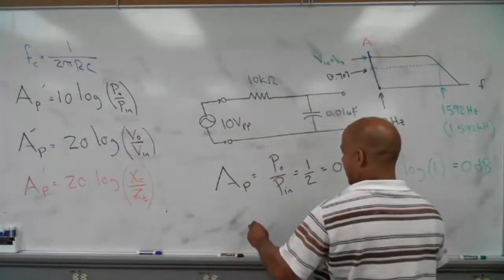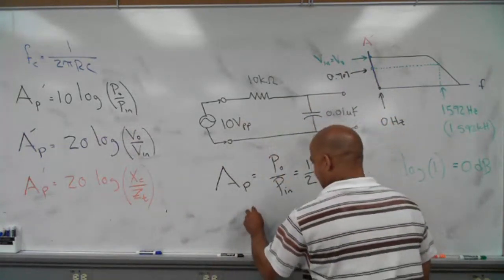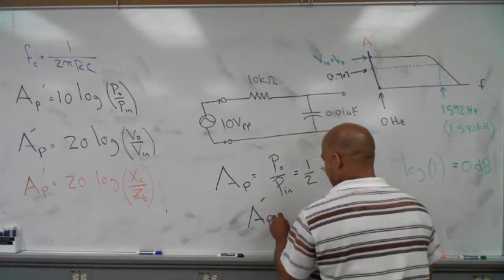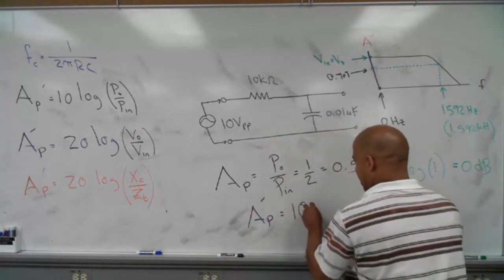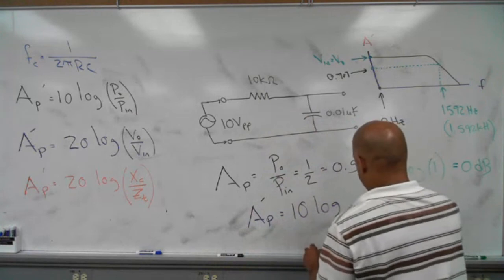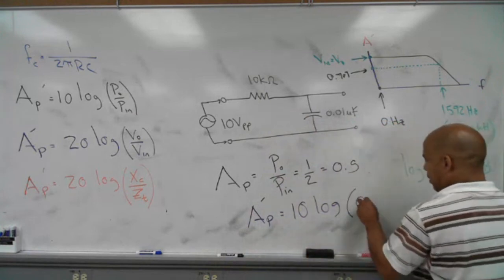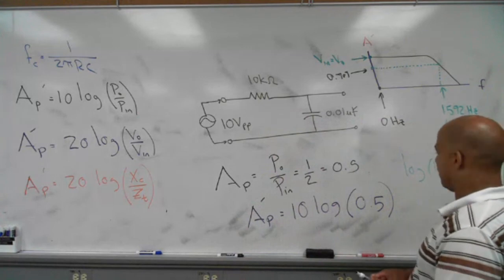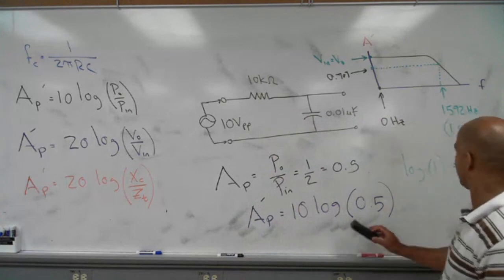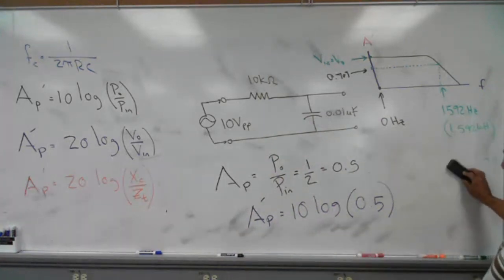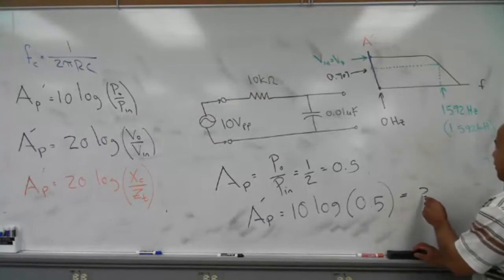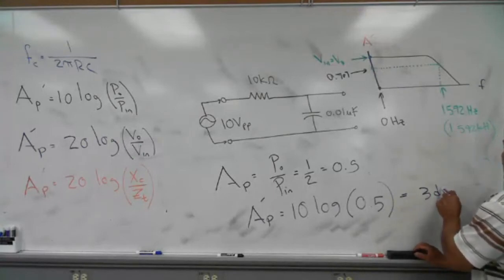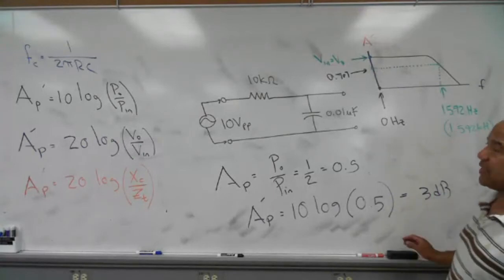So if I say AP prime is equal to 10 log 0.5, what do you get now? -3. Yeah, -3. Negative what? 3. -3 dB. Well, does that make sense?